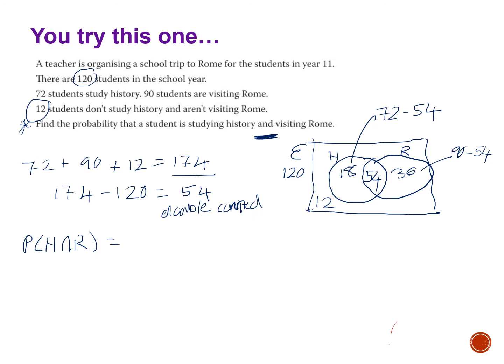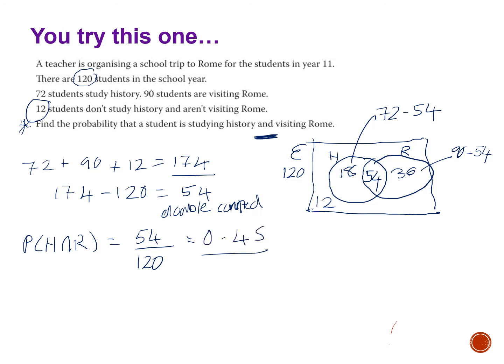Now, I know there's 54 there. Okay, so if it asked how many, you would say 54. This is asking for a probability. So it's 54, but it's 54 out of how many students? Back to your question, 120. Okay, and I might just pop that in my calculator and give it as a decimal, 0.45.